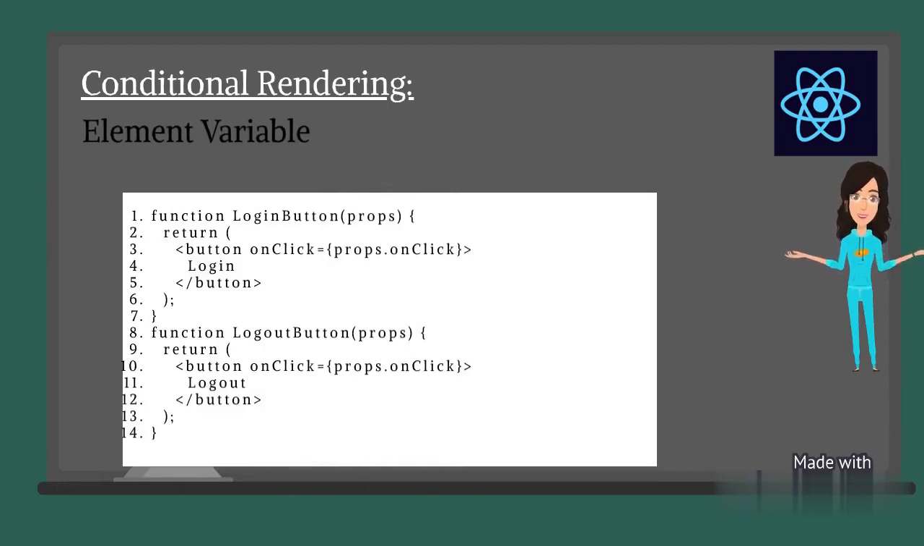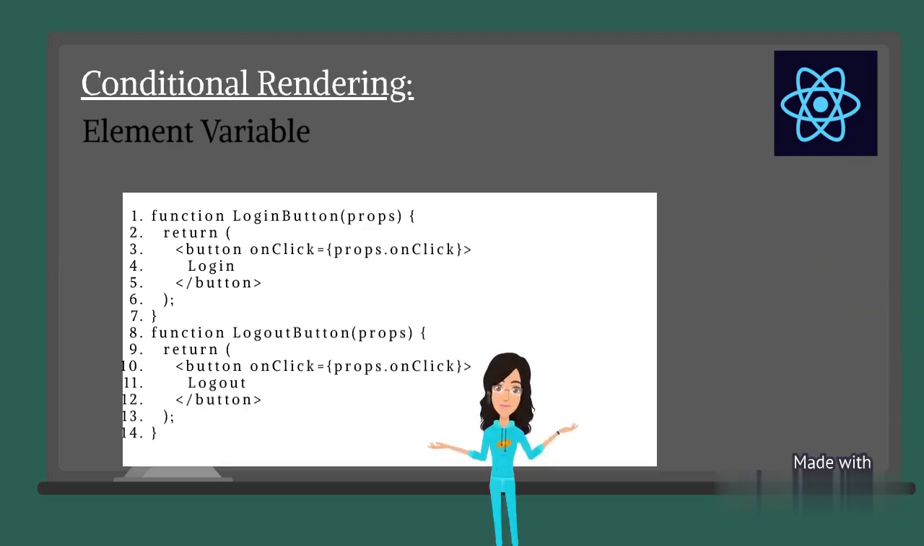So in the element variable, you can use variables to store elements. This helps you conditionally render a part of the component while the rest of the output does not change. Consider these 2 new components representing logout and login buttons. There is a function LoginButton, it takes props and returns a button tag, with onClick, props.onClick, the login. And the other function is LogoutButton. So there are 2 functions.